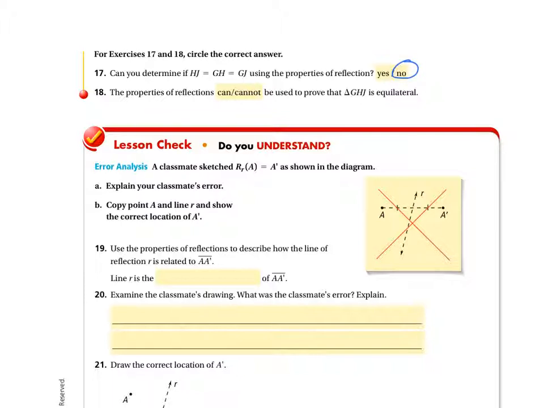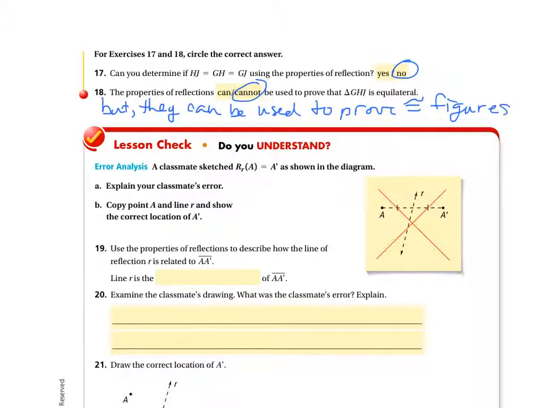The properties of reflection cannot be used to prove that triangle GHJ is equilateral, but they can be used to prove congruent figures. Or they can help to get there. It depends on what figure it is and what you have. All right, so let's do the lesson check.